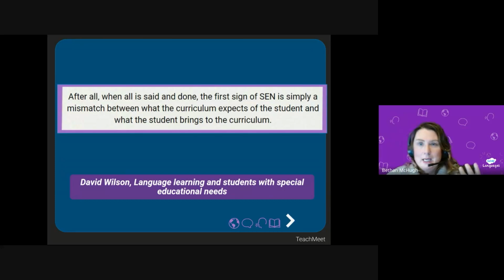I used to teach in an inner city London school, and if you were teaching a bottom set class, your register would be filled with 20 different types of learning needs and different things that were there.